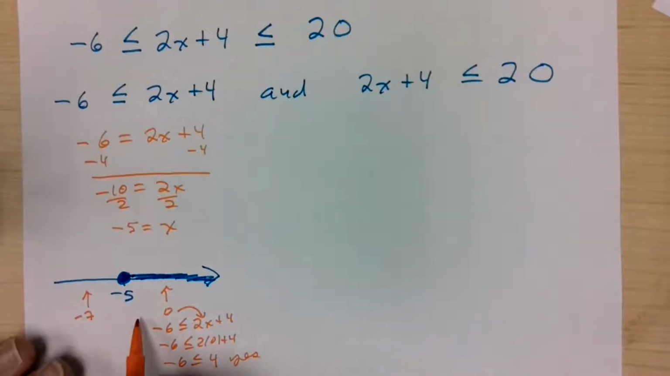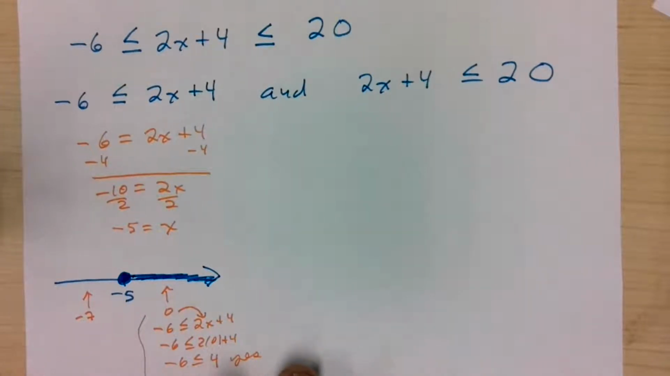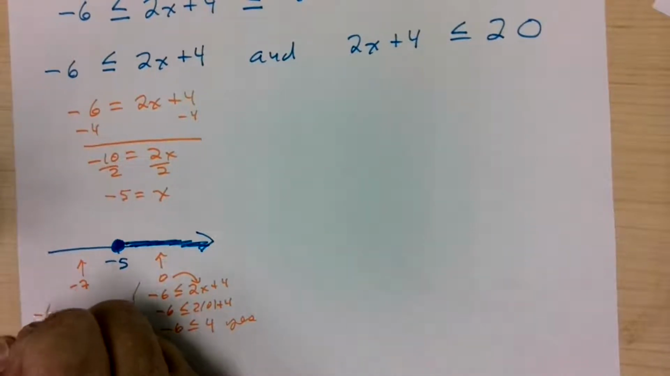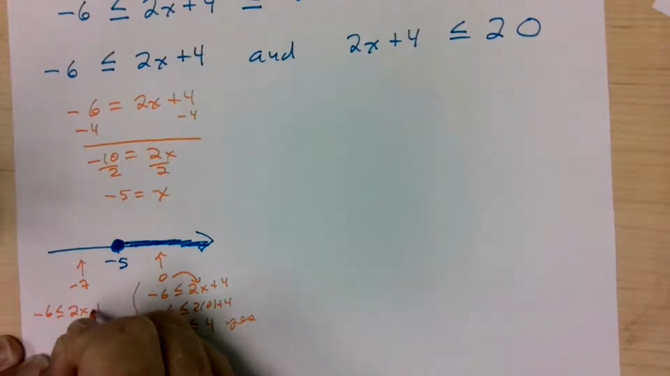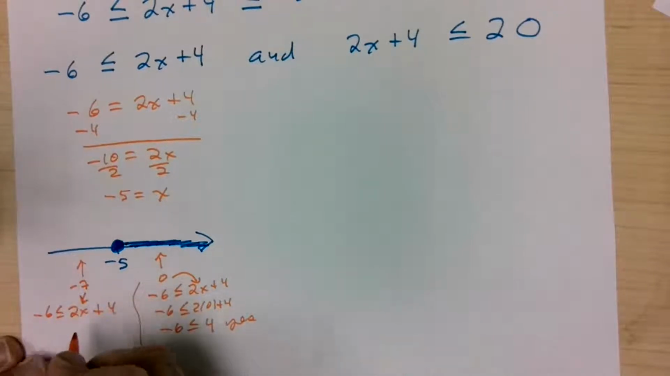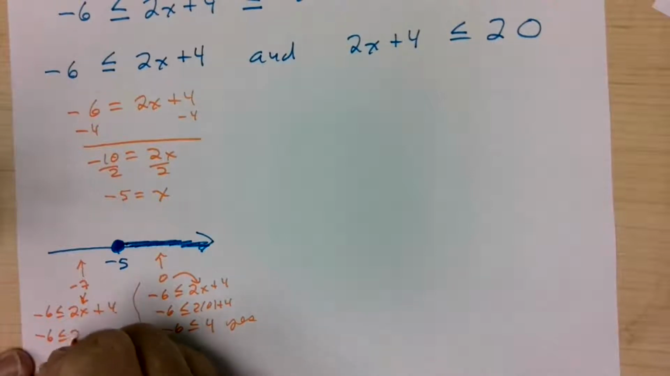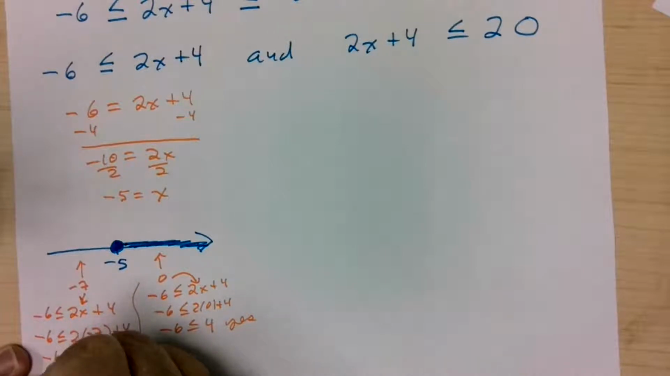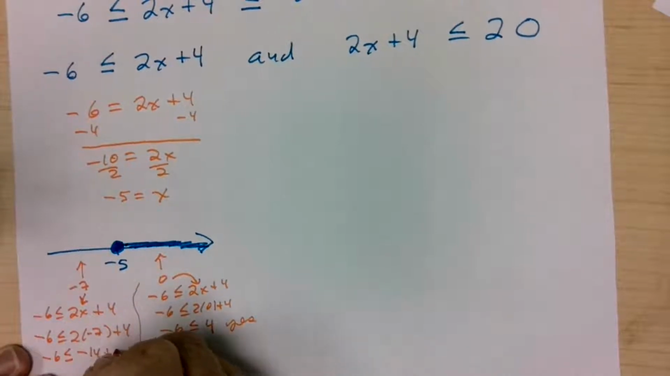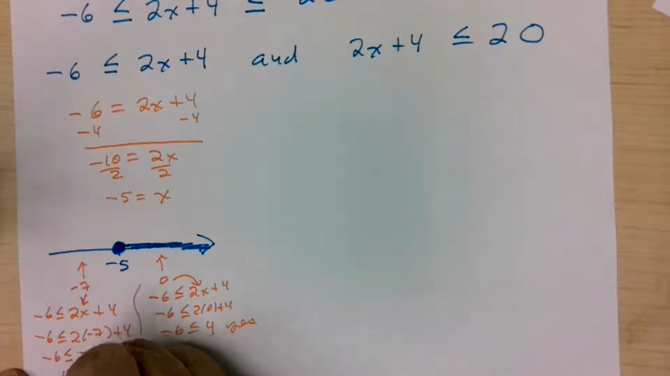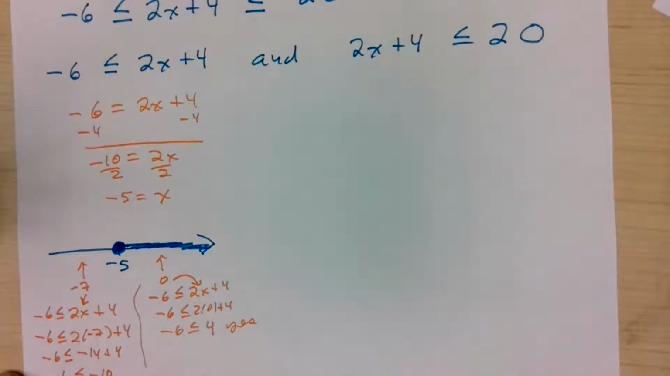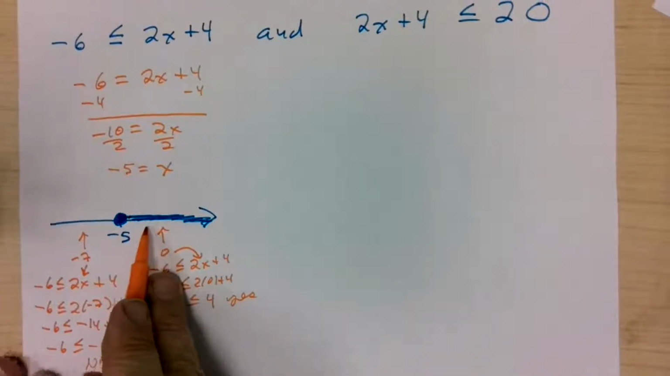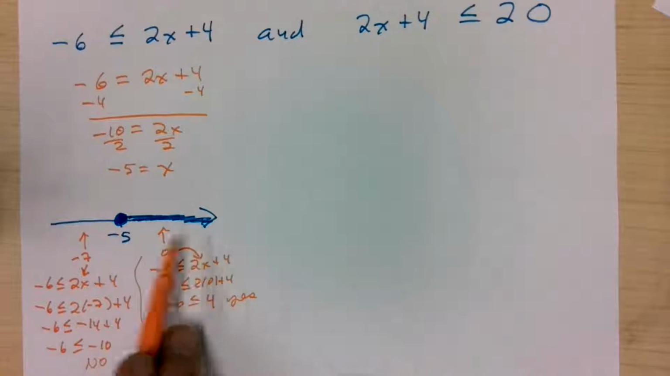The other version, we have again -6 less than or equal to 2x plus 4. Plug -7 in for x. -6 less than or equal to 2 times -7 plus 4. -6 less than or equal to -14 plus 4. -6 less than or equal to -10. Is owing 6 worse than owing 10? That's no. So sure enough, that's the piece I have. I have shaded in that direction.